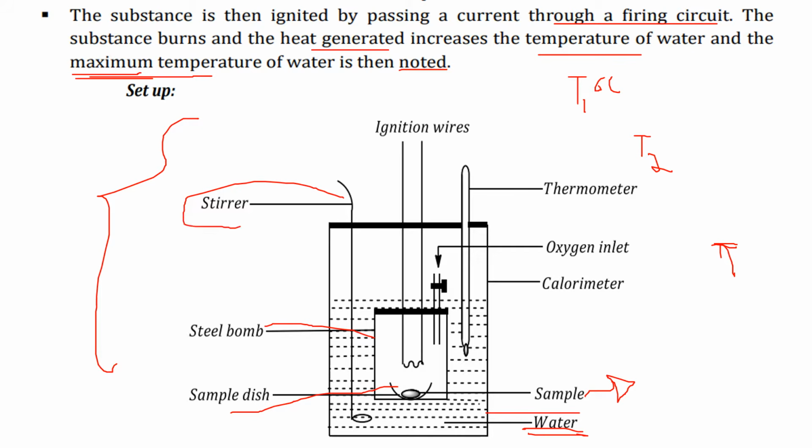Now the reason why you fit it with a stirrer is to ensure uniform distribution of heat. And this steel vessel or the steel calorimeter must contain an oxygen inlet, because oxygen is the one which allows combustion of any given substance to take place. So everything is going to be fitted within the big bomb calorimeter, and the thermometer is going to help us determine the temperature changes when we apply a given amount of heat during combustion.